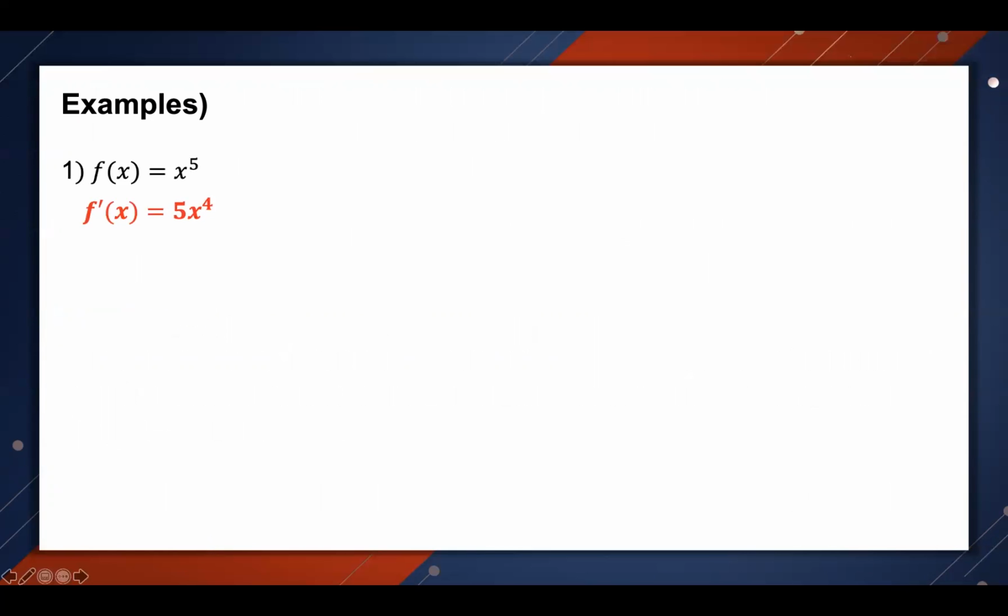The first one is f of x equals x to the power of 5. When we use the power rule, we put the 5 as a constant before the variable. So f prime equals 5 times x, and the power of x originally needs to be reduced by 1. So f prime equals 5 times x to the power of 4.